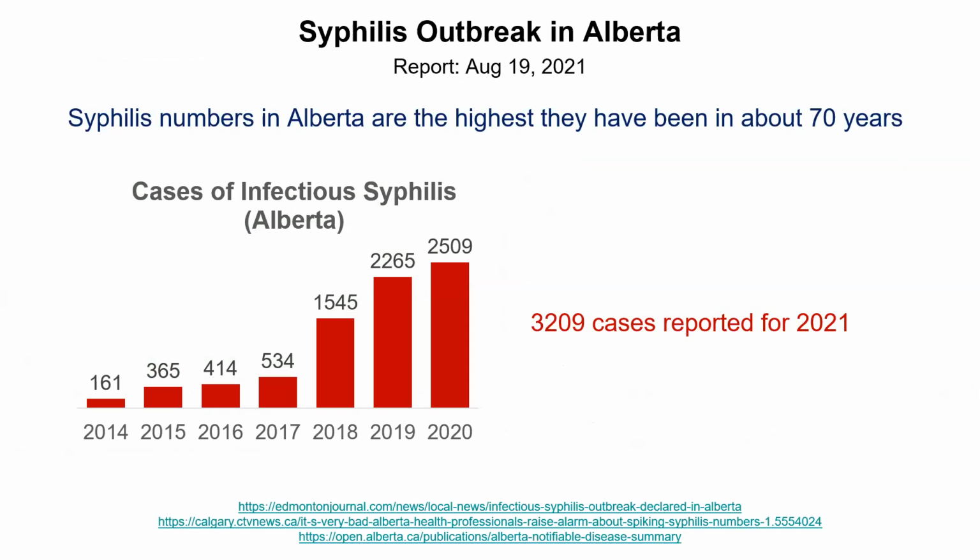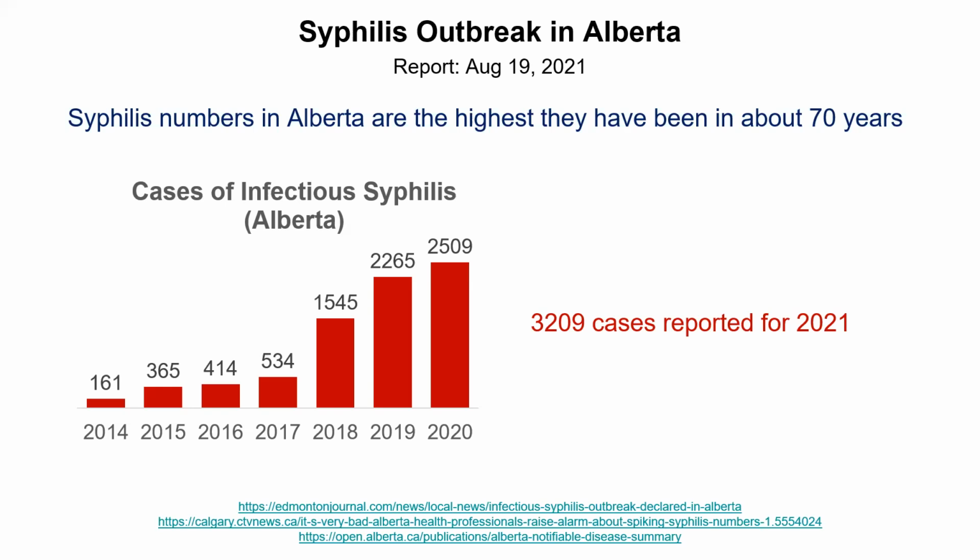Here's some data from a report that came out in the Edmonton Journal last year. And actually, there's been a few reports like this over the last decade looking at syphilis cases. And this isn't just Alberta, by the way. Syphilis cases are on the increase in Canada in general. And this is not good, right?